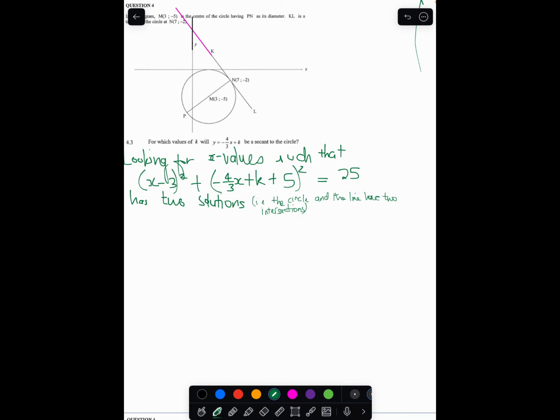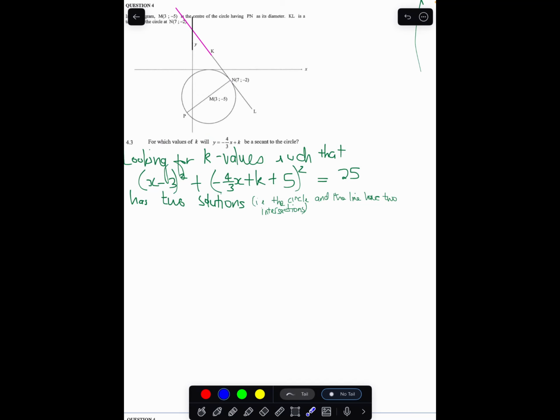So just to recap what the goal is, we are looking for the values of k, not x, such that the intersection between the circle and this line over here has two intersections.